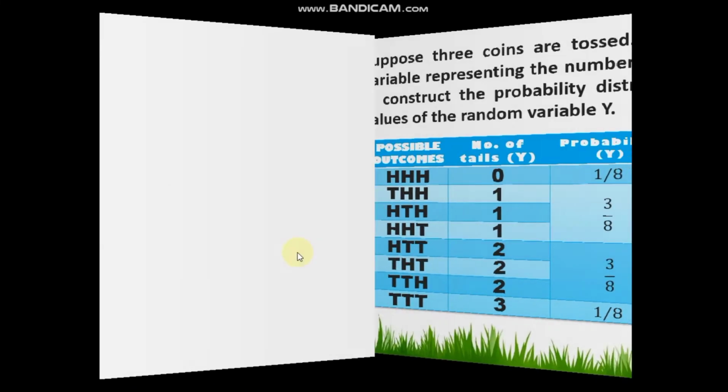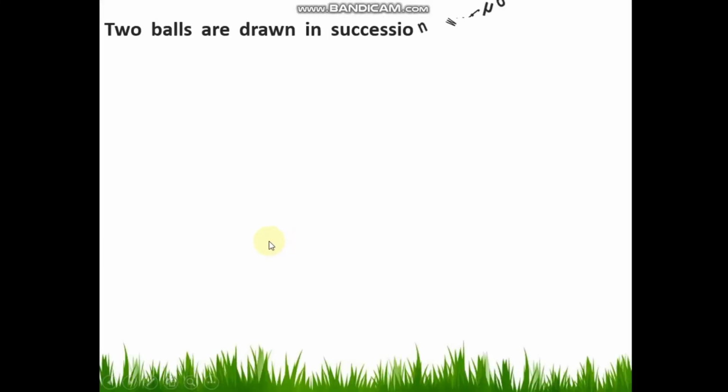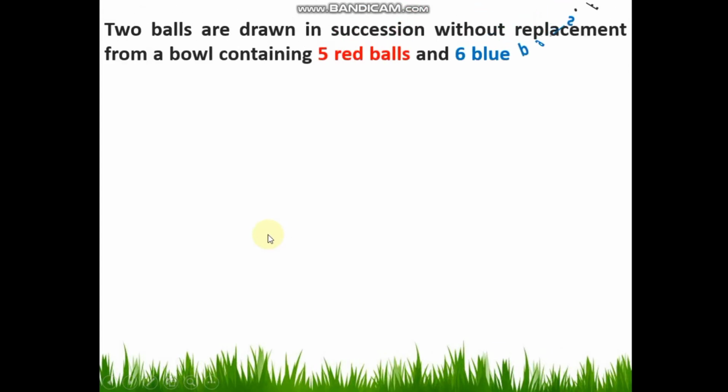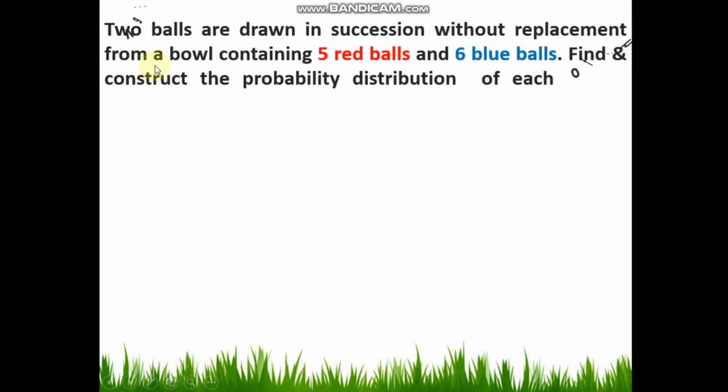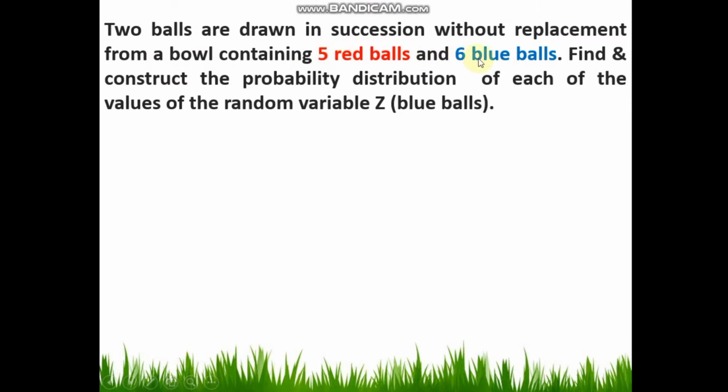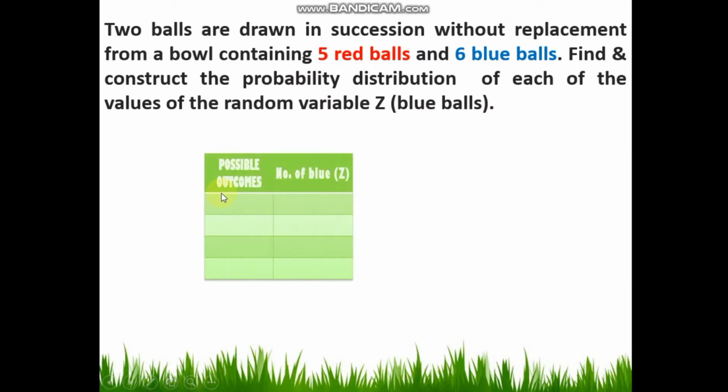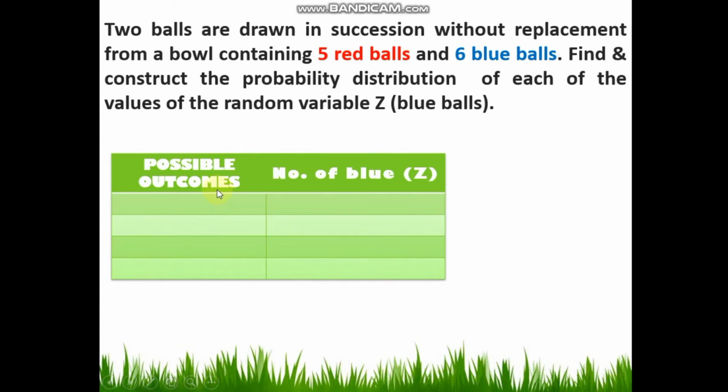And then next, we have 2 balls are drawn in succession without replacement from a bowl containing 5 red balls and 6 blue balls. Find and construct the probability distribution of each of the values of random variable z, or your blue balls. So since we have 2 choices, it's either red or blue.